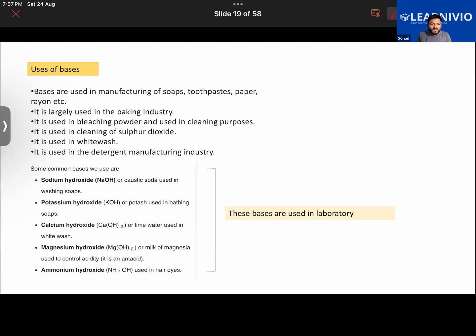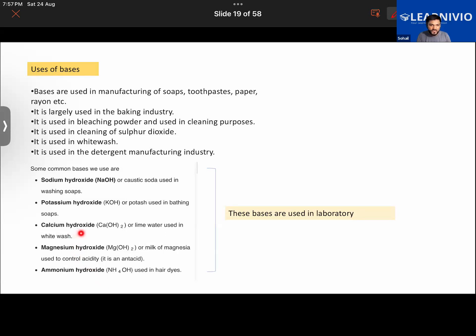While there are certain kinds of bases which are usually available in the laboratory. If you happen to have a chemistry laboratory in your school, you'd most commonly find these bases. Let's see if you can identify which of them is strong or weak. Ammonium hydroxide, is it strong or weak? Weak. Calcium hydroxide?